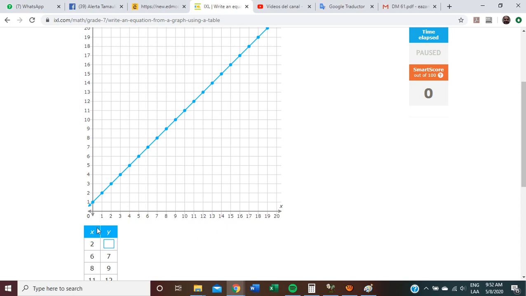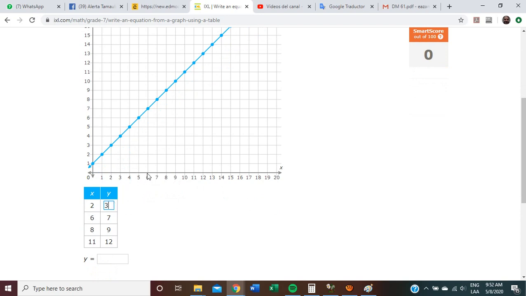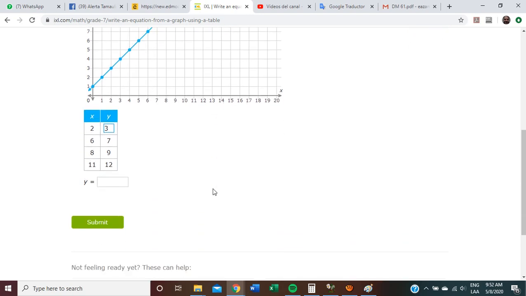When x equals 2, y equals 3 right here, so we write number 3. When x equals 6, y equals 7, and so on. So we're going to find out what is the difference between x and y. What is the difference between 2 and 3? 1. 6 and 7, 1. 8 and 9, 1. 11 and 12, 1. So there is a difference of always 1.